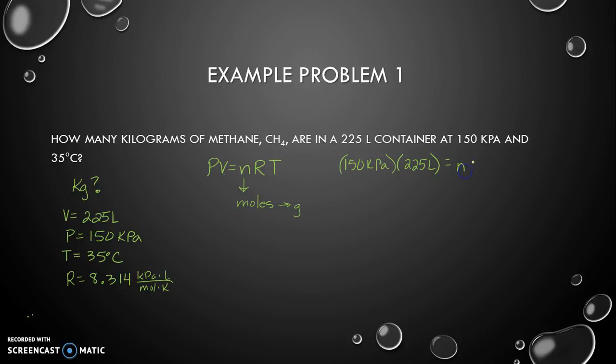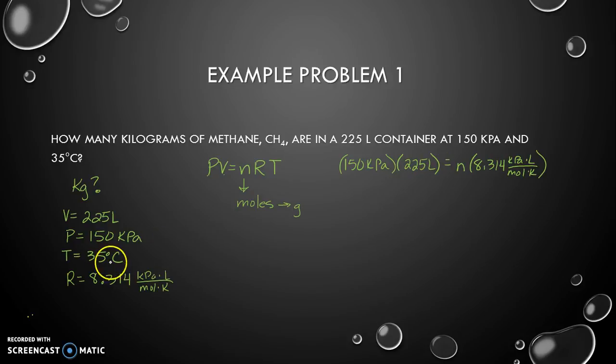N is what we're looking for. R is going to be 8.314 kPa times liters over moles times Kelvin. Now you want to get used to writing your units so you know what cancels, and that way you know what you're left with in your answer, right? I know you guys don't like writing units.